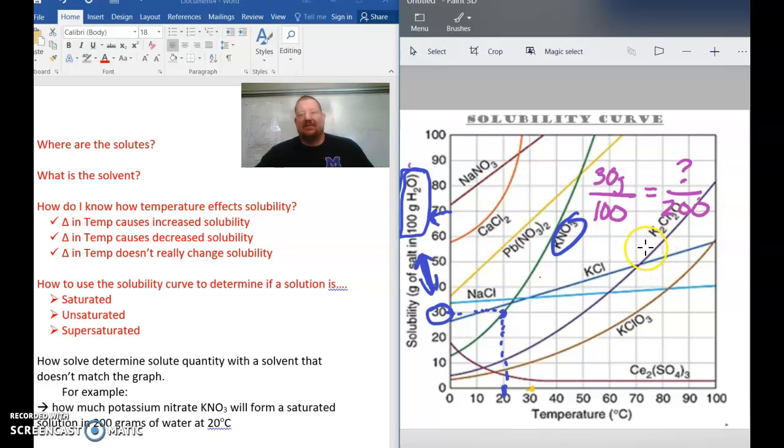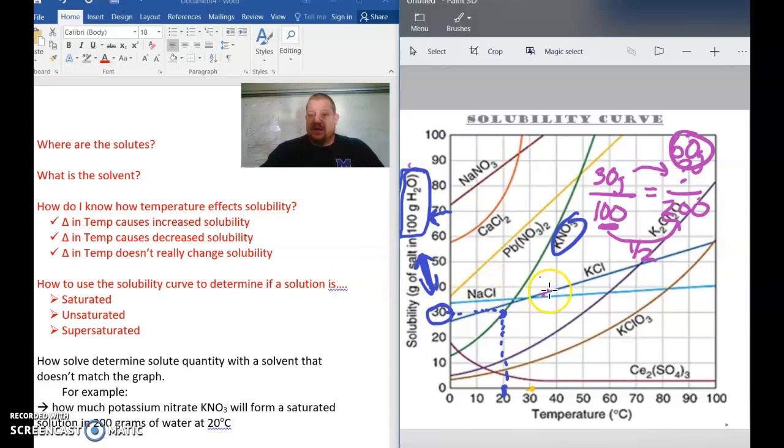So we got a proportion set up here. The ratio is the same. 30 divided by 100 is going to be the same thing as whatever this is divided by 200. It doesn't matter how much solvent we have, the ratio is always going to be the same. And I can work this out mathematically, cross multiply and all that good stuff. But hopefully you can just notice that 100 is half of 200. So I had to double it to get there. So whatever goes here, I'm going to need to double it. So my answer is going to be 60 grams. It would be 60 grams in 200, right?